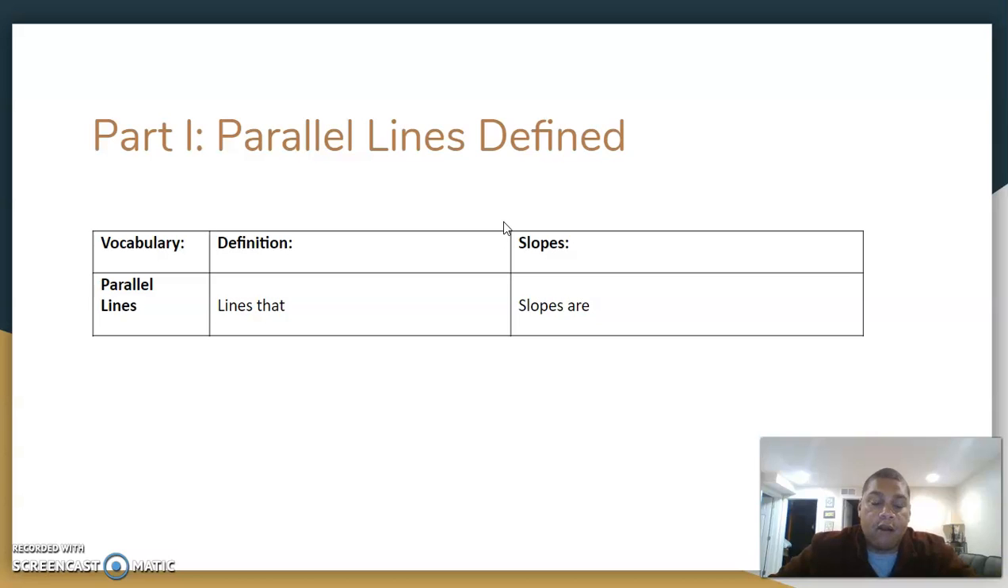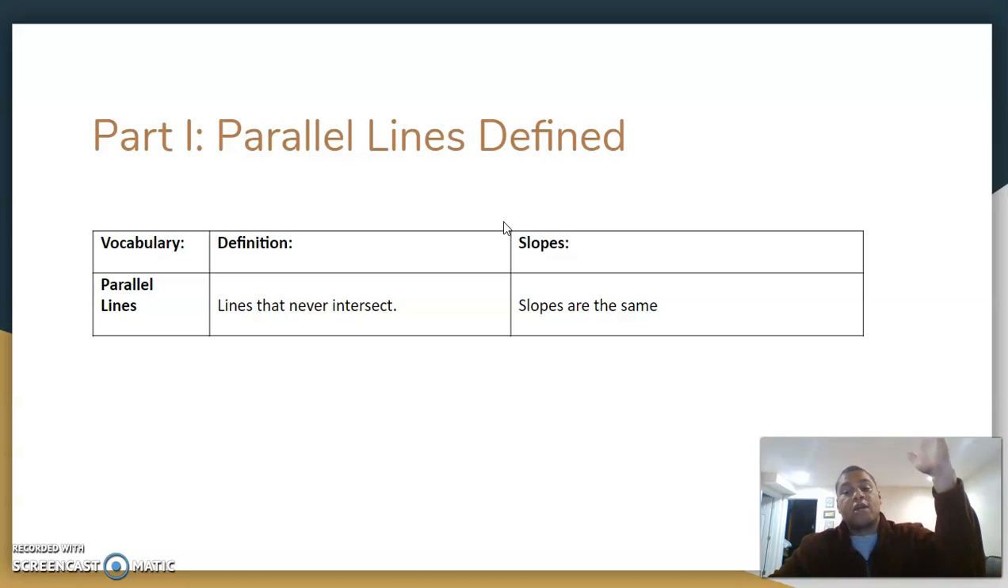The definition of parallel lines: two lines that never intersect. You're going to want to write that definition down. Parallel lines are two lines that never intersect, which means if they never intersect, their slopes have to be the same. Okay? If two lines have the same slope, they will never intersect.